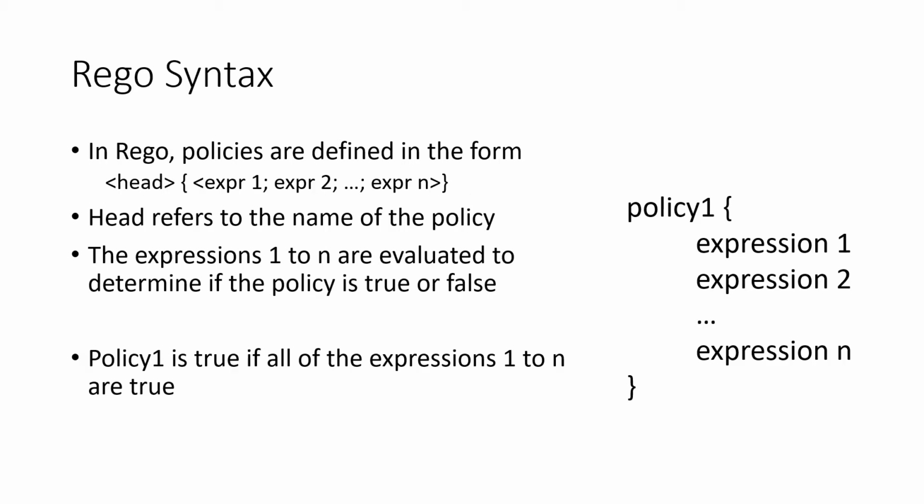Policies in Rego begin with a head, which is the name of the policy. The head is followed by the body, which defines a list of expressions inside a pair of braces. Each expression in the body is evaluated to determine if the policy is true or false. For example, policy 1 on the right is true if all of the expressions 1 to n are true.